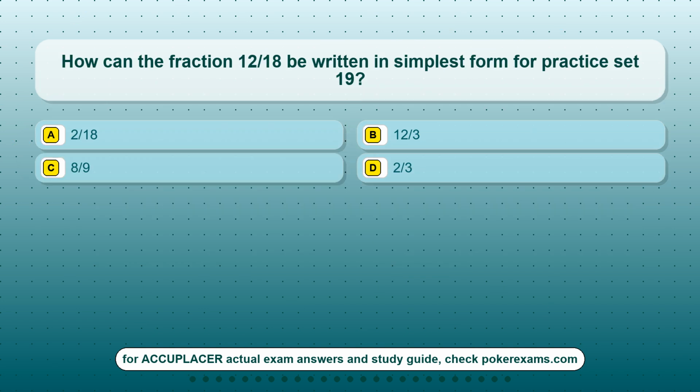Question 8. How can the fraction 12/18 be written in simplest form for practice set 19? Option A, 2/18. Option B, 12/3. Option C, 8/9. Option D, 2/3.